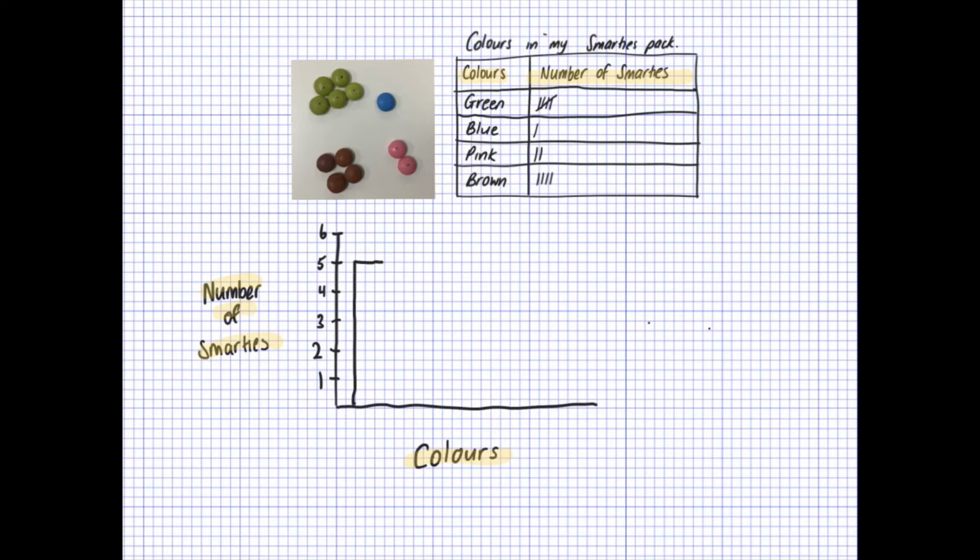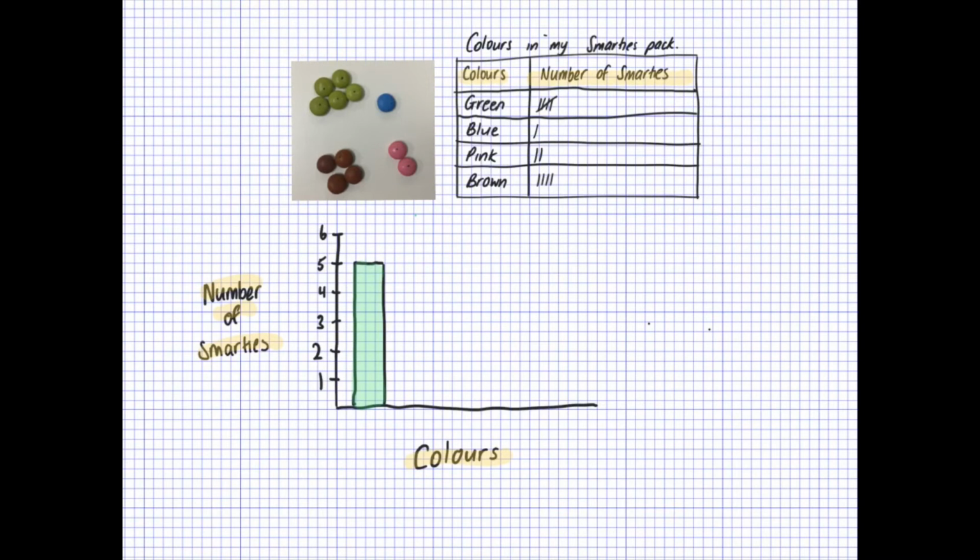So I'm putting in my column there for green and I'm going to colour it in green so that people can see very clearly that they're the green Smarties. And I'm also going to label it green. Okay, so the next one is blue. So blue, there was one blue one. So I'm going to look at 1 on the y-axis and I'm going to put in my column there.